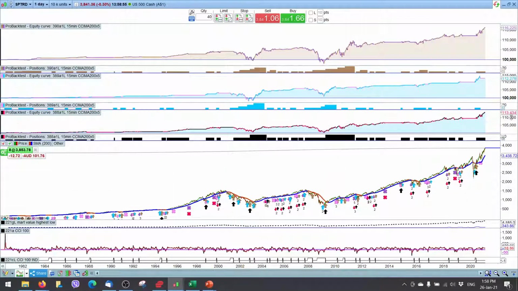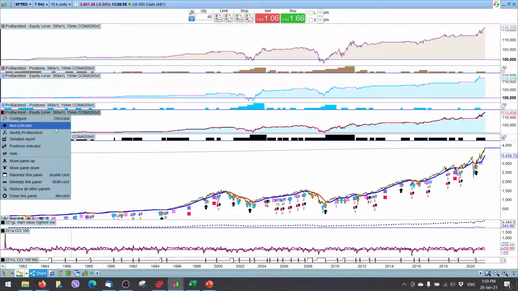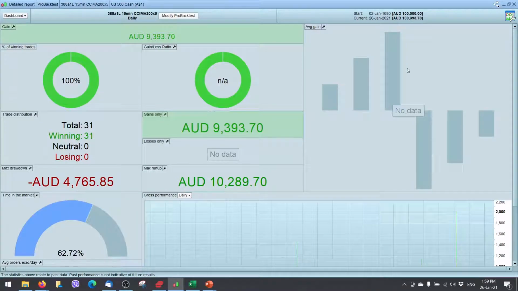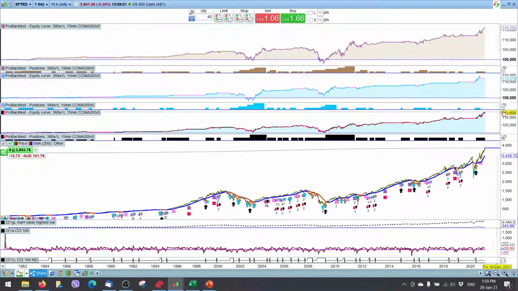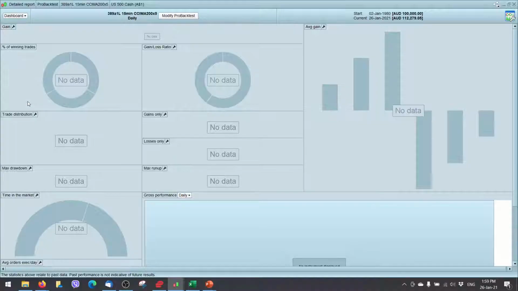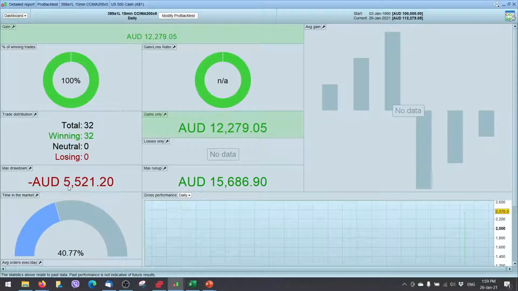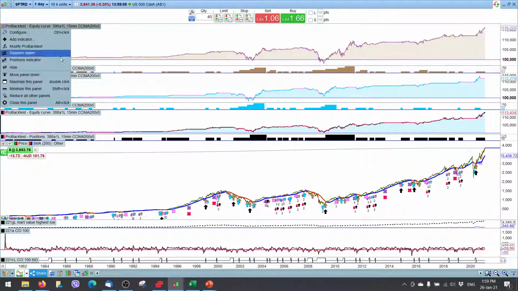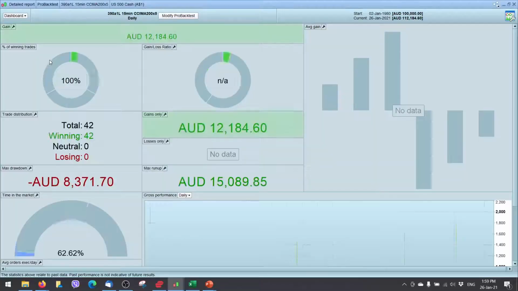So where this is making $13,000, the detailed report shows the drawdown was $4,700. This one made a bit less. It made a bigger drawdown, which is not good for us, so $5,500. And this one made a bigger drawdown again. $8,300 was the drawdown.